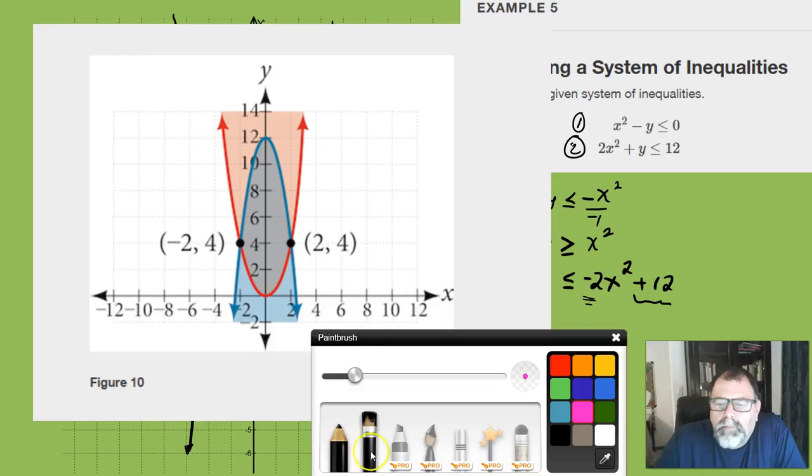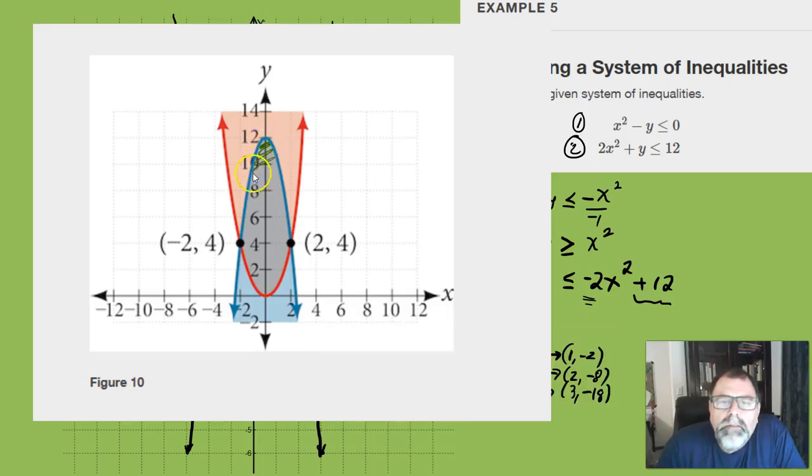Okay, here's the picture from the book, a little nicer than mine. Again, just to emphasize, the solution set is everything that's shared by both of them. So it's this region here that's inside both at the same time, basically in here, through there. Okay, so the overlap.